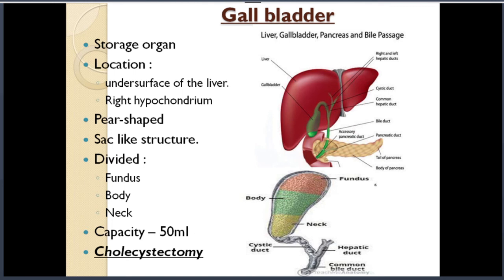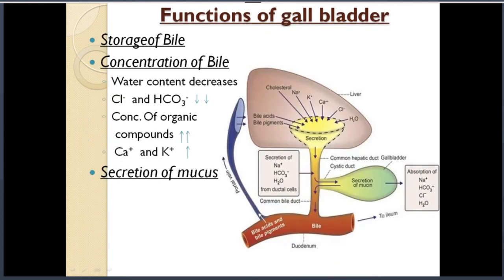It is pear-shaped, a sac-like structure which is used for storage of bile. The gallbladder is divided into three parts: fundus, body, and neck. And the neck is then extended to form the cystic duct. Functions of gallbladder. First and foremost function of gallbladder is storage of the bile.